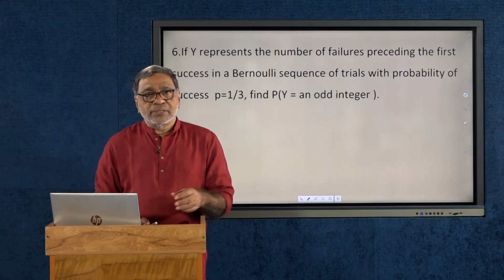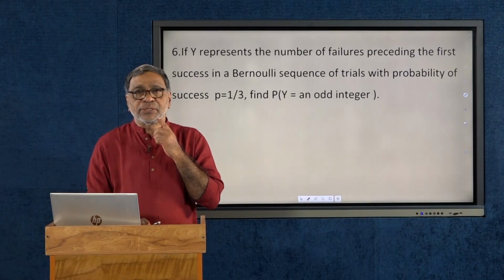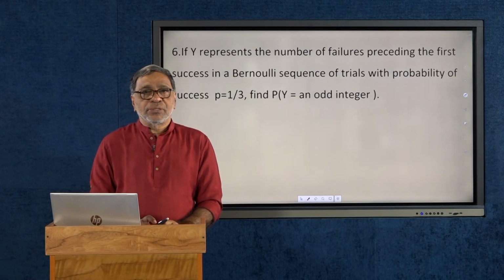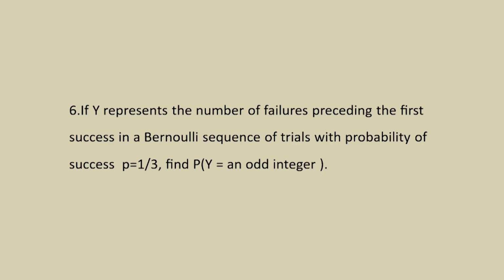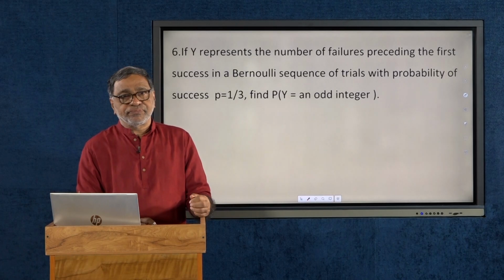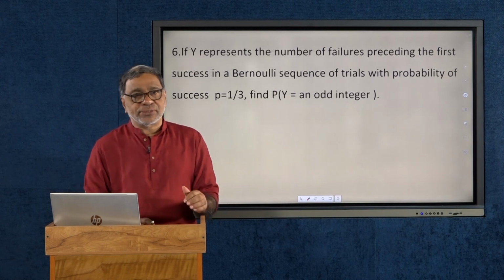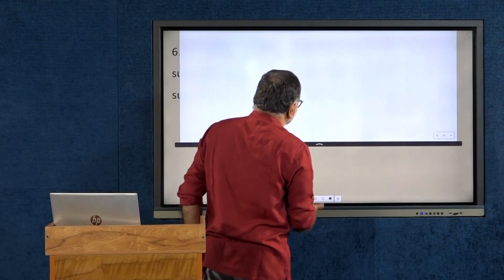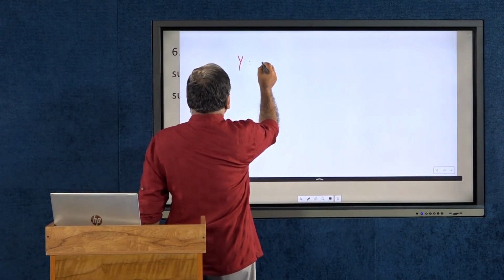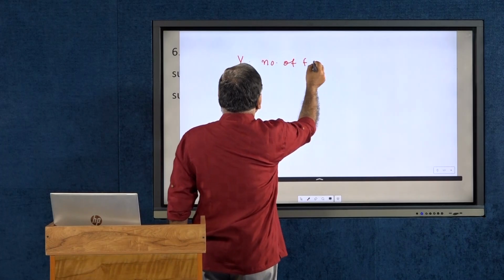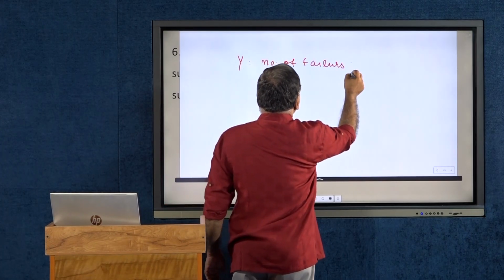Now, consider another example that is also associated with the geometric distribution. If y represents the number of failures preceding the first success in a Bernoulli sequence of trials with the probability of success p given as 1 divided by 3, find the probability that y is an odd integer. So, this is a problem where y represents what? Number of failures preceding the first success.